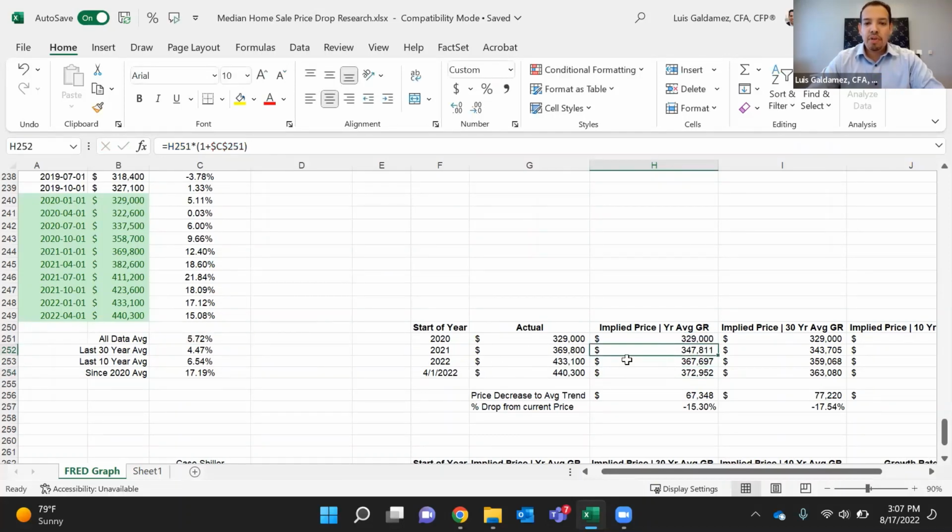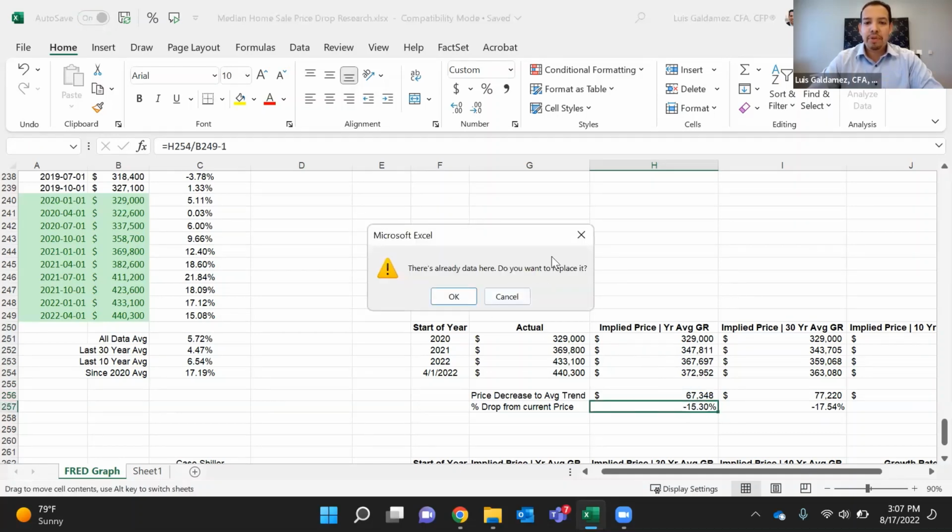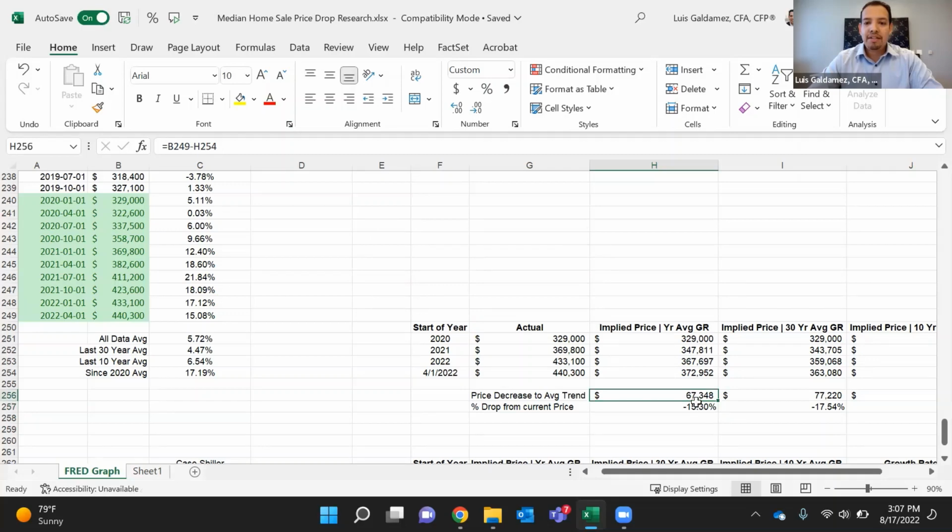So at the start of 2021, we should have been at 347,800. Then I increased it again by 5.72%. At the start of 2022, we should have been at 367,000. And then on the 1st of April, we should have been at 372,000. However, we were at 440,000. So we were $67,348 above the long-term trend. To get back to the trend, home prices would have to decrease by 15.3%, right, to get back to the trend.